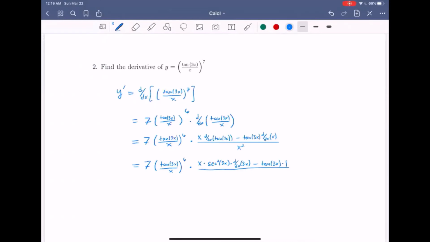All over x squared. All right, my final step here, I've got 7 times tangent of 3x all over x, raised to the 6th, times x secant squared of 3x. The derivative of 3x by the power rule is 3. 3x, y equals 3x is a line with slope 3. You can think about it that way. The derivative is slope. Okay, and then I have minus tangent of 3x. And I have everything divided by x squared.